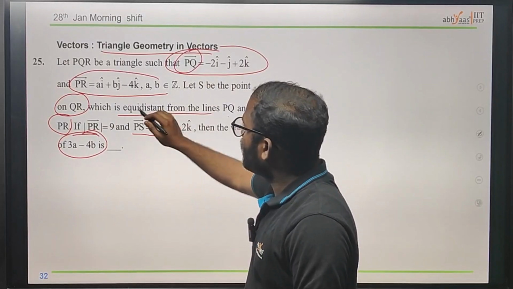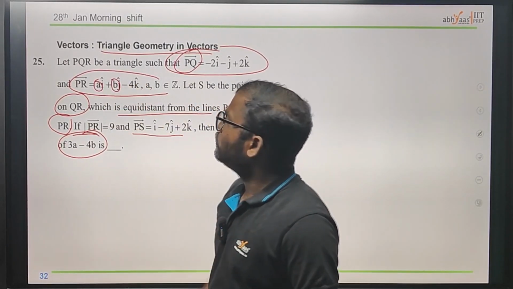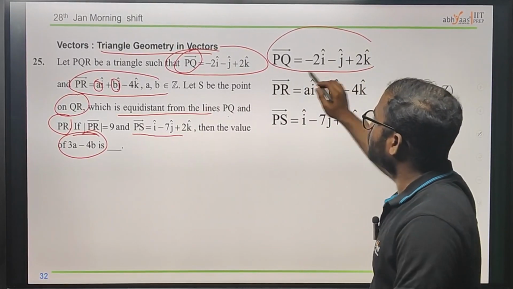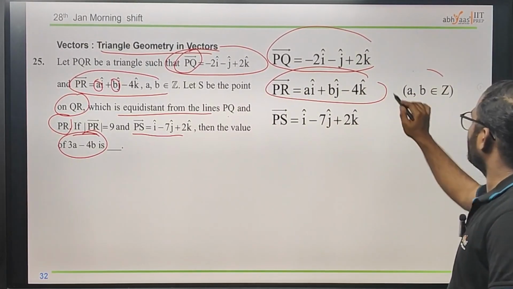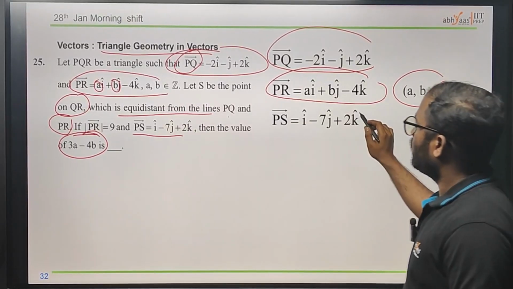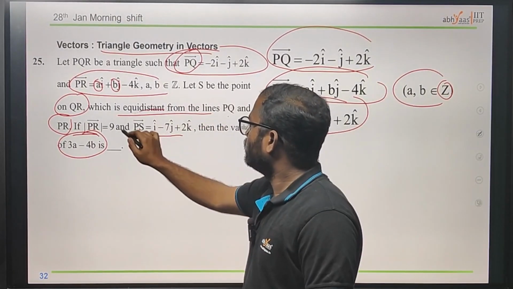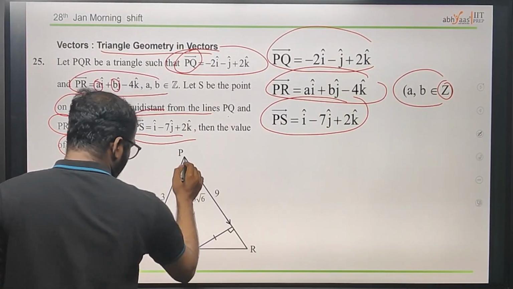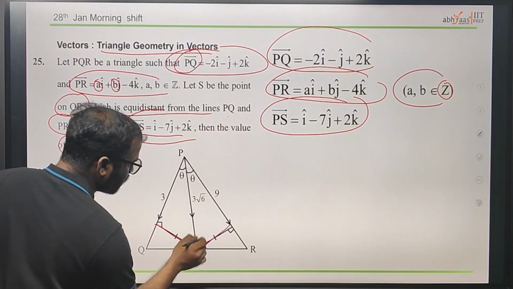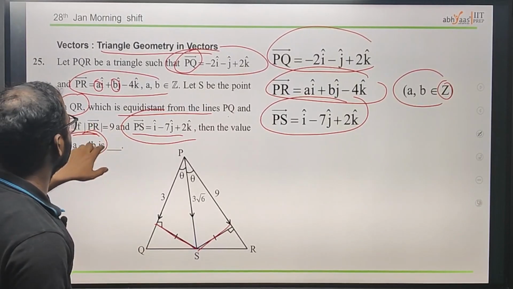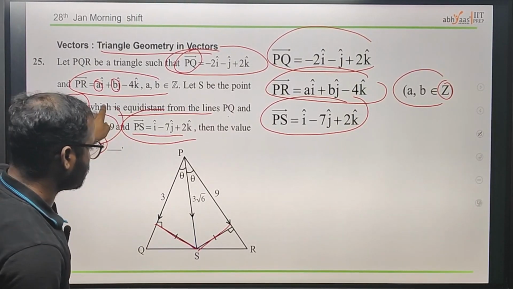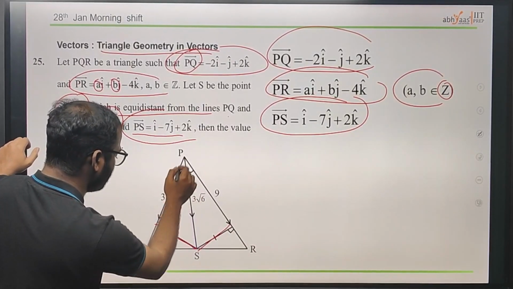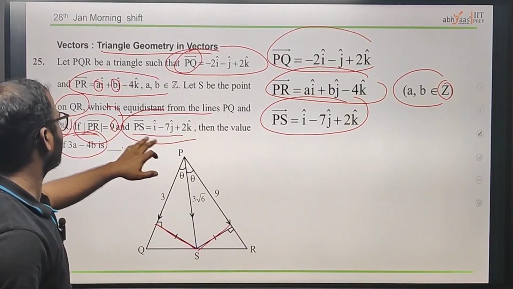If you observe, we have unknown values here, and that is what we have to find. See here, from PQ we got this one, and for PR we have this one where a and b are integers. And now PS bar is equal to this one. By using this information we can easily see that we have the triangle PQR, and PR is 9, and therefore by using this we can have PQ as 3.